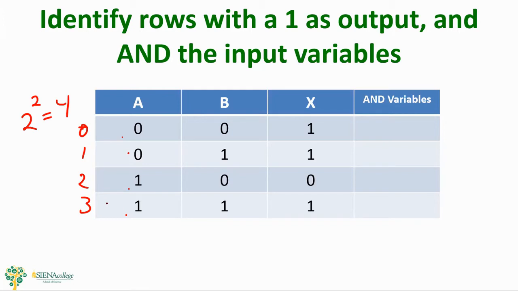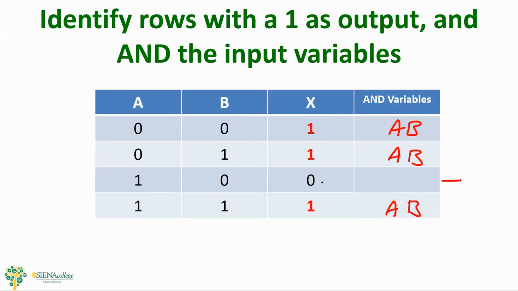So we're going to identify each of the rows that have a 1 for the output. And which rows are those? Here we go. It's these 3. Once we identify them, we're going to AND together each of the input variables. So for each one, we're going to have A and B, and A and B, and A and B. Notice, since this output row is a 0, we do not put anything there.